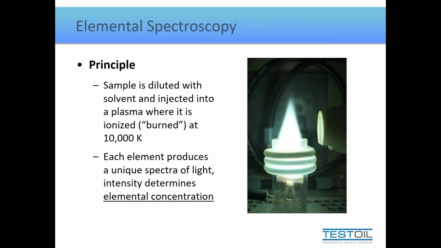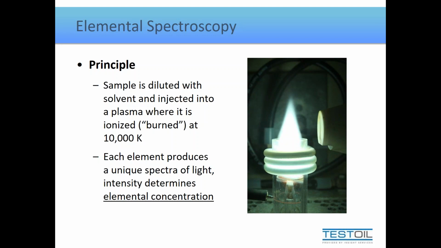So the basic principle of elemental spectroscopy is that a sample is diluted and then injected into a plasma. And you can see the plasma pictured here. The sample is injected from the bottom up into the plasma. Now, for lack of a better word, it's burned. It's really ionized, but any material that's placed into that plasma, which is sitting at about 10,000 degrees Kelvin, so as hot as the surface of the sun, will ionize in that plasma.